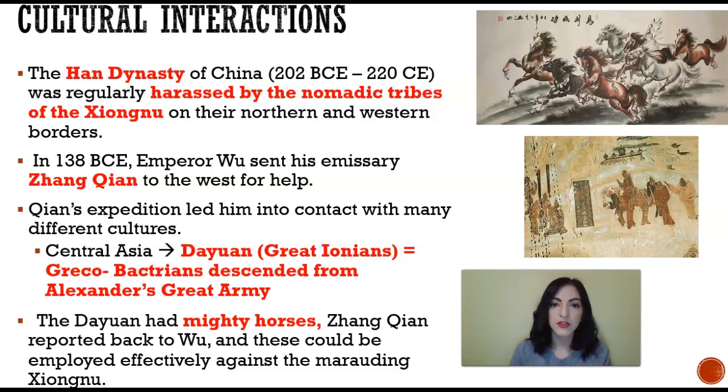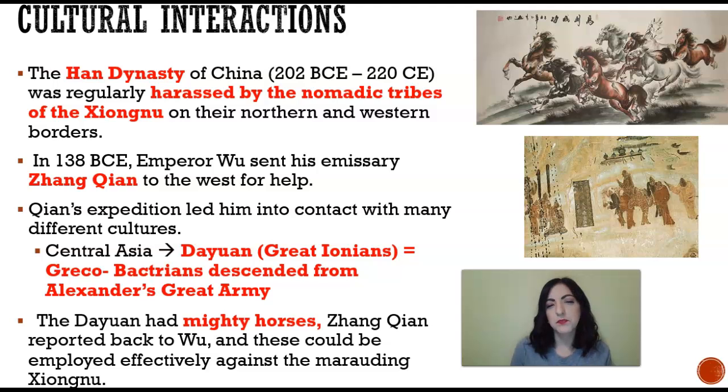The Han Dynasty of China, which lasted from about 202 BCE to 220 CE. So don't think that was only like 18 years. Look at the time period. It's BCE, so before the Common Era all the way up to the Common Era. So it is a couple of hundred years that this dynasty did rule China.